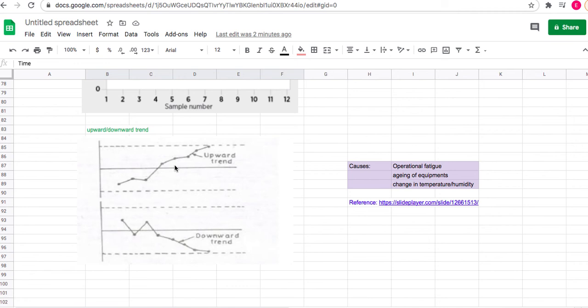You might find a chart with a repeating cycle pattern like this, or you might have a chart with points hugging the control limit, or you have instability of the trend. That all means the process is not in control and you need to interpret the causes of them, and you will learn about them in the lecture.